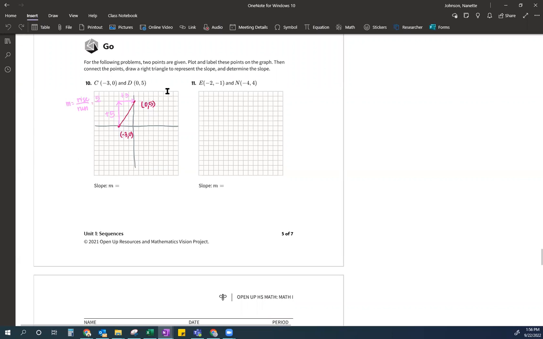And that's all they wanted you to do for this one. So I determined my slope. I drew my little triangle. Oh, I guess I should have written it down here. So let me write it down here. So 5/3. And that's it.